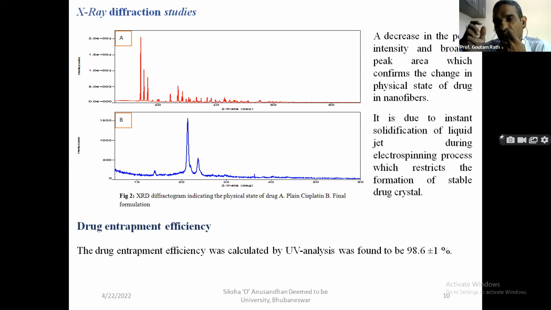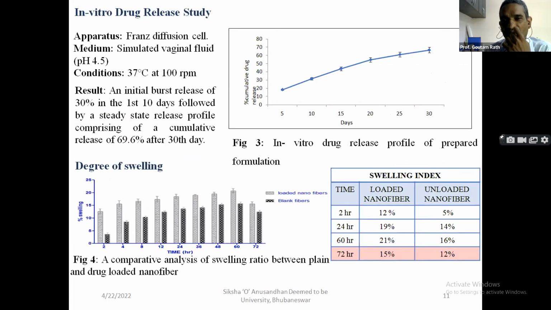The drug is present and there is some broadening. In the X-ray diffractogram, there is a slight broadening, and that slight broadening of the peak indicates some sort of physical change of the drug in the nanofiber takes place. And these are the release studies.